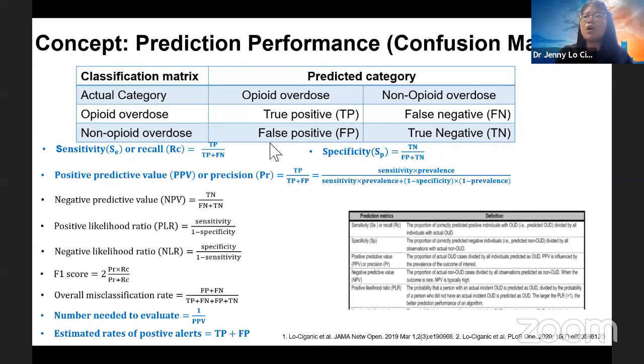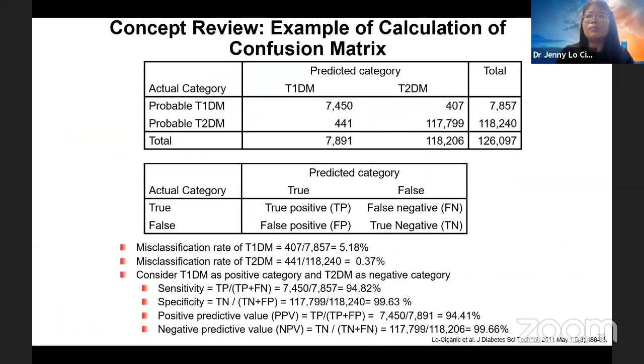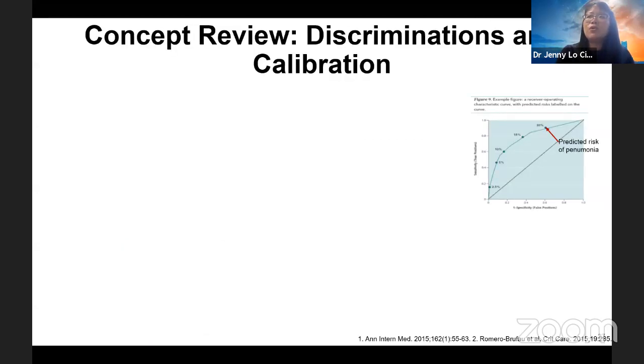When your outcomes are rare, it is recommended to use measures such as the number needed to evaluate or the estimated positive alert rate for clinical utility, because the C statistic won't be informative or can be misleading. This is just an example to help my students understand the calculation, but I'm not going to focus on it. When you evaluate the prediction performance, there are two important components you want to evaluate.